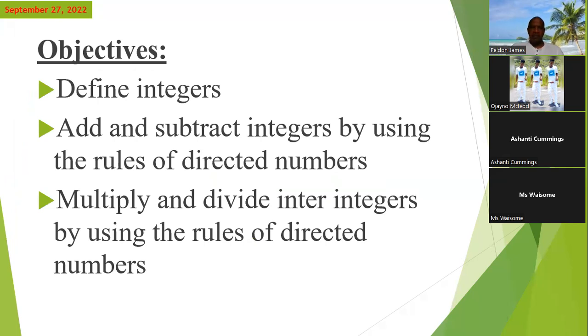And for this topic, these will be our objectives. We should be able to define integers. We should be able to add and subtract integers by using the rules of directed numbers. We should also be able to multiply and divide integers using the same rules from directed numbers. Now, you must understand that the term directed numbers also means integers. So to say directed numbers, we are just using a different name for integers. So what are integers? Anybody? Ms. Waysam, tell us what integers are.